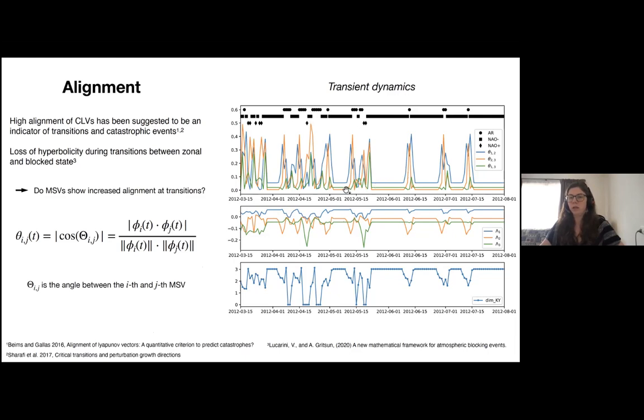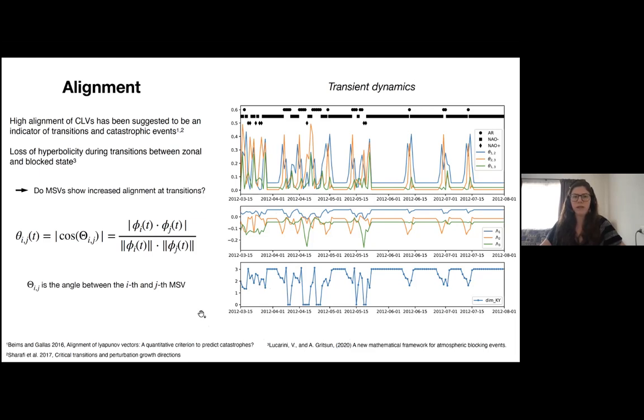And then the colored lines here are just different alignments between the first 3 vectors, so 1 and 2, 2 and 3, 1 and 3. And we do see spikes in the alignment around the different transitions. I'm just showing some of the finite time Lyapunov exponents and dimension there as well.